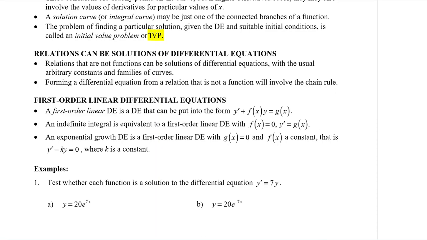A first order linear differential equation is a differential equation that can be put into the form y dash, so there's your derivative, plus a function of x multiplied by y is equal to a g of x. If it's in that form, then it is first order. An indefinite integral is equivalent to a first order linear differential equation. So the f of x is equal to 0, which means that y dash is equal to g of x. And the last one, an exponential growth differential equation is first order linear with g of x equal to 0 and f of x a constant. And that's the form of the differential equation that you'll see there.